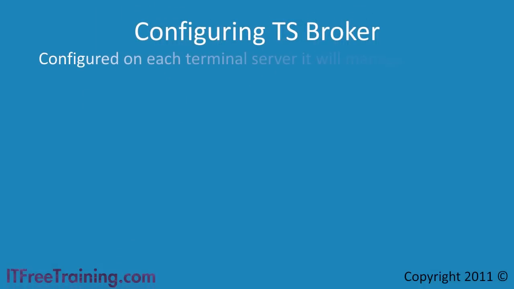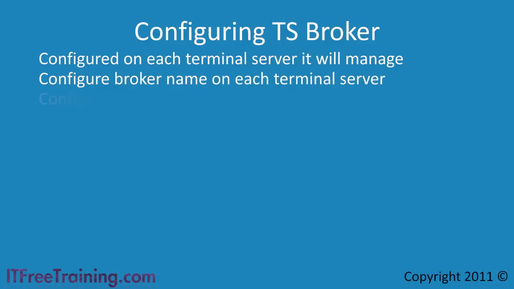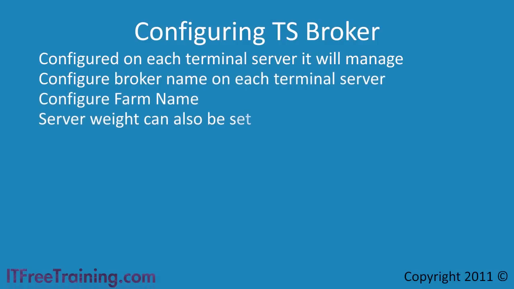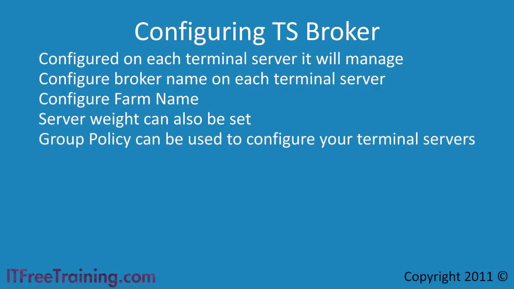Once the TS Session Broker is installed, it must be configured on each terminal server that you want the broker to manage. Using Terminal Services Configuration, you need to tell your terminal server the computer name of the broker and the farm name. You can also set the weight of the server here as well. No configuration is performed on the server with TS Broker, which means that you cannot use TS Broker to centrally manage your configuration. If you want to manage your settings centrally, you can use Group Policy.